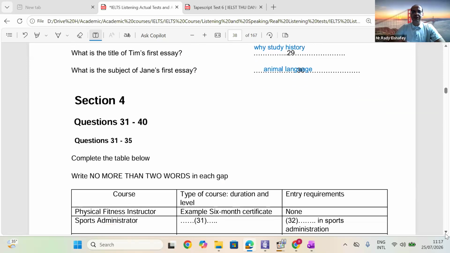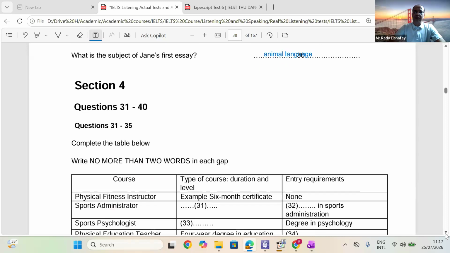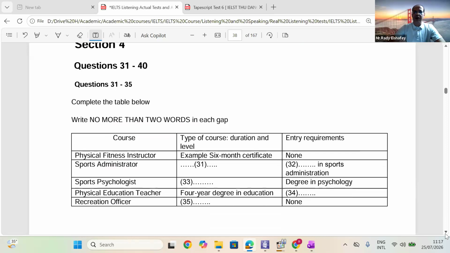As you know, for section 4, you listen to all the lecture just in one block, in one go. There are no pauses in the questions here. You have to do all the 10 questions in one go, in one block.